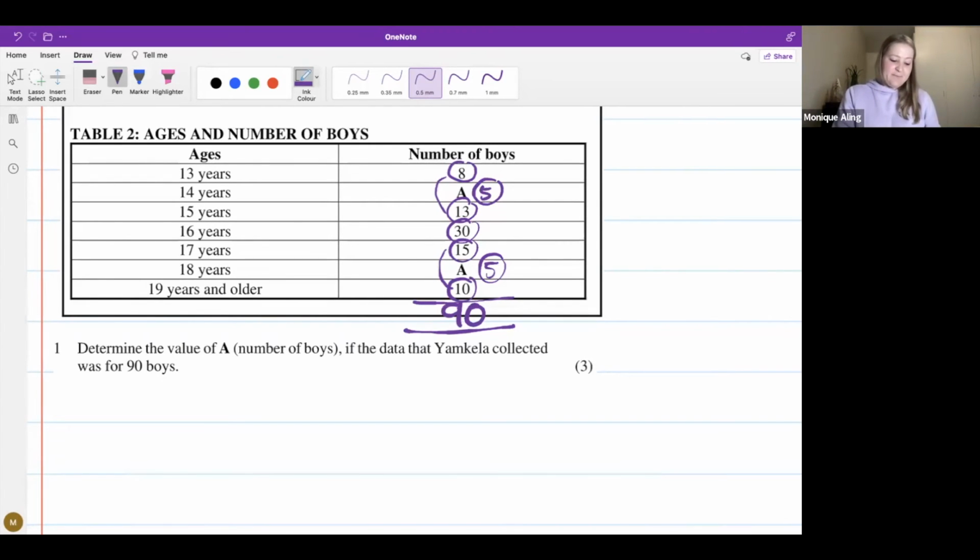Okay, so let's see. You got 76. And you say 90 minus 76. Yes. Okay, that does work out. But that doesn't tell us what A represents necessarily, because A is not equal to 5.